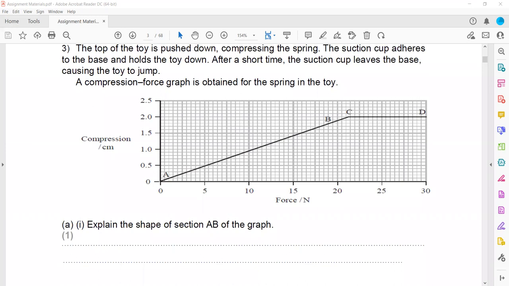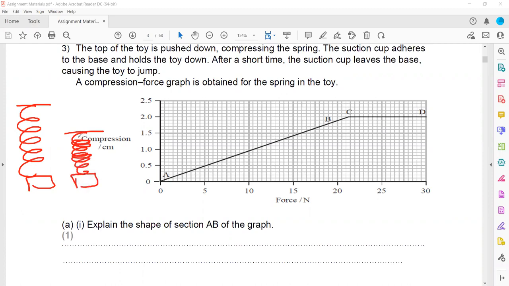Because at this point, the spring is fully compressed. It cannot be further compressed. That's why it is not changing the length, or the spacing between the coils. There is no space between the coils. For example, this was initial, but when we compress this, these coils will come so close to each other that there is no space left to further reduce the spacing between the coils.